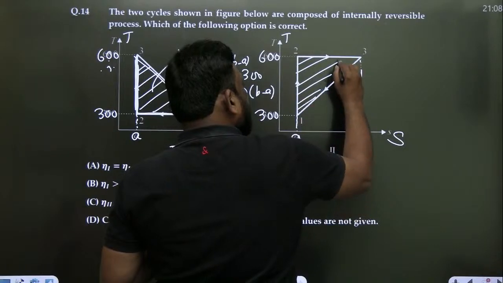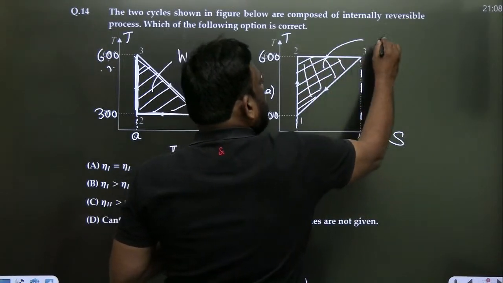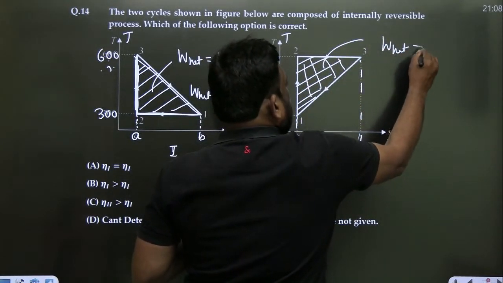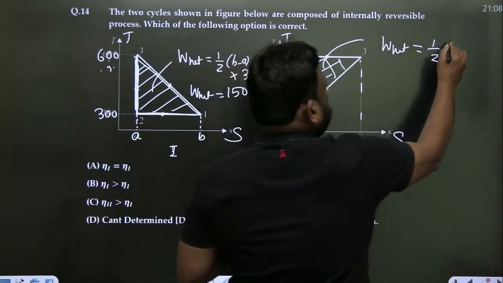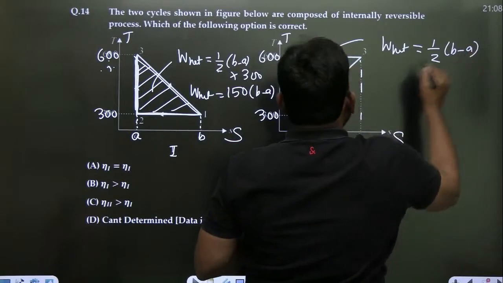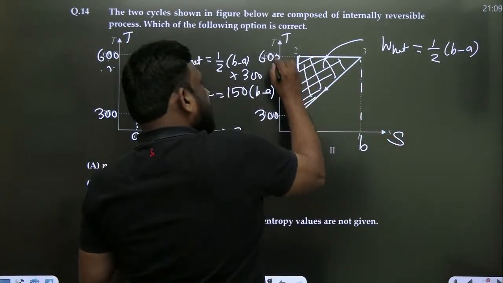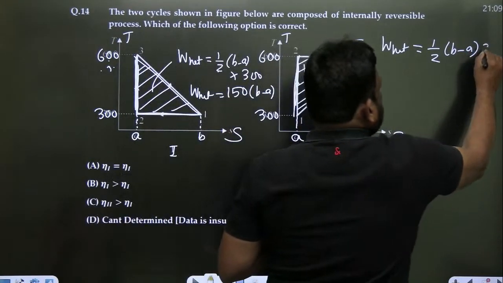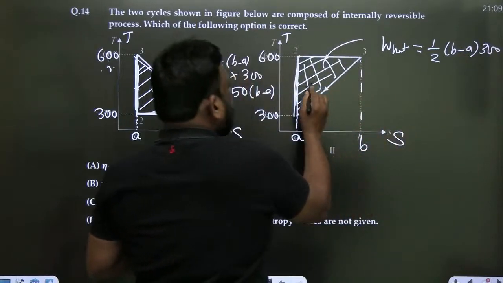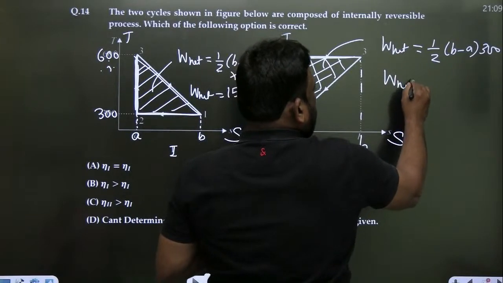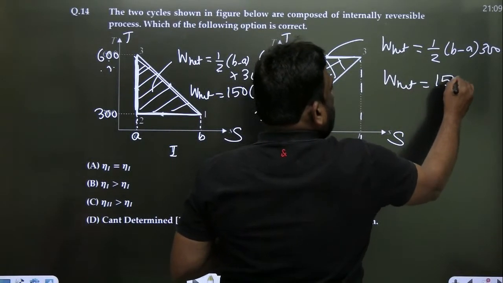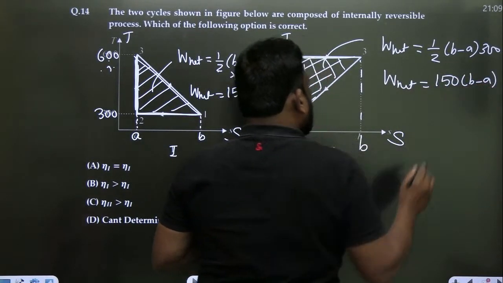Let us calculate net work in this cycle also. इस साइकिल में भी कैलकुलेट करेंगे. This is giving me net work. What will be the net work, closed area? Half into base. What is that base? B minus a, into height. ये height कितना होगा सर? 600 minus 300 is 300. I repeat, half into base into height. Triangle का area. Net work यहाँ पे भी 150 into B minus a आ रहा है. यहाँ तक किसी को कोई समस्या नहीं.